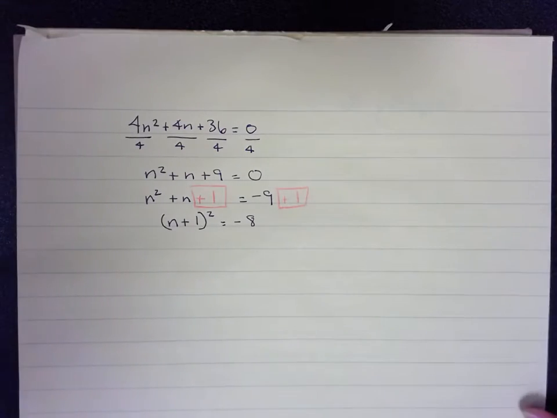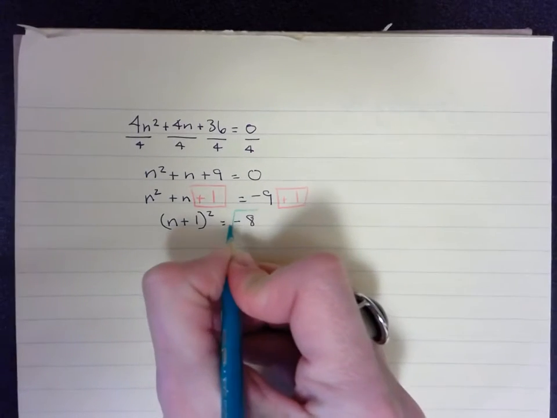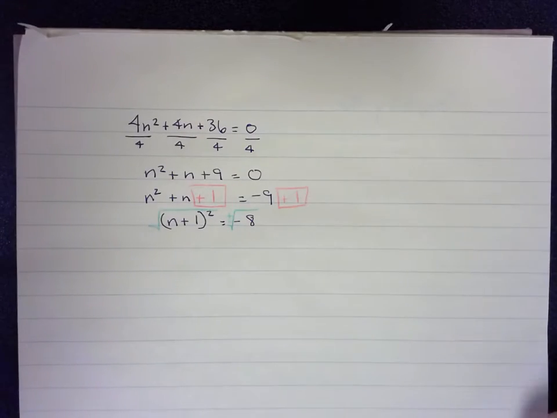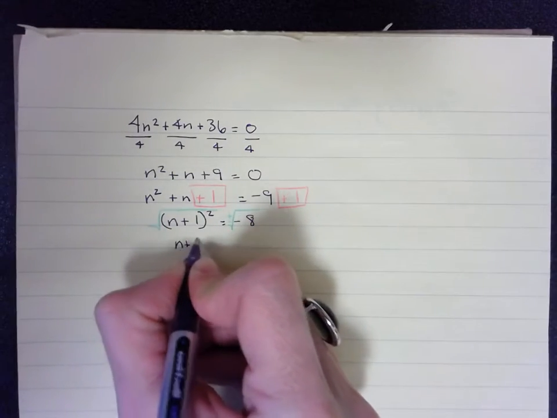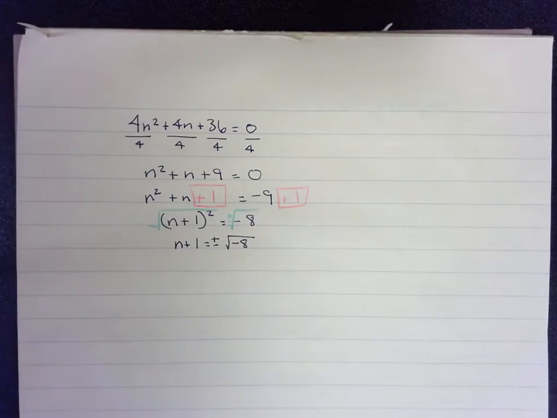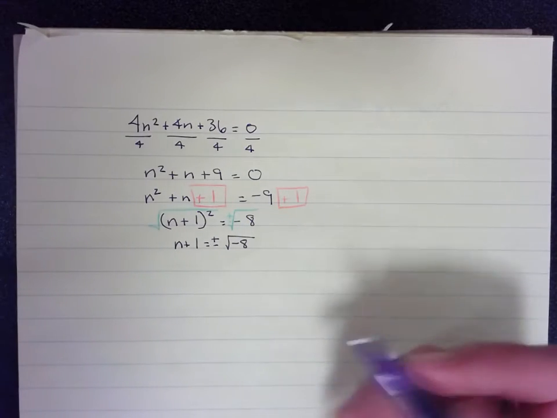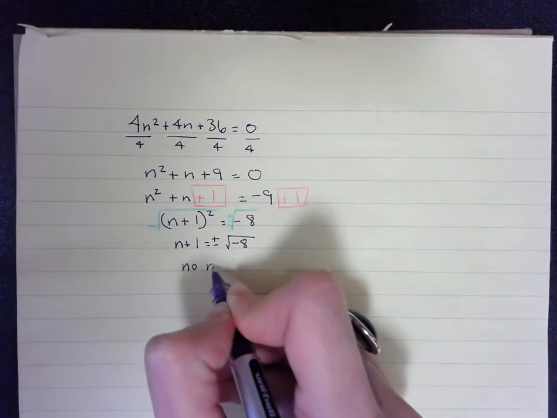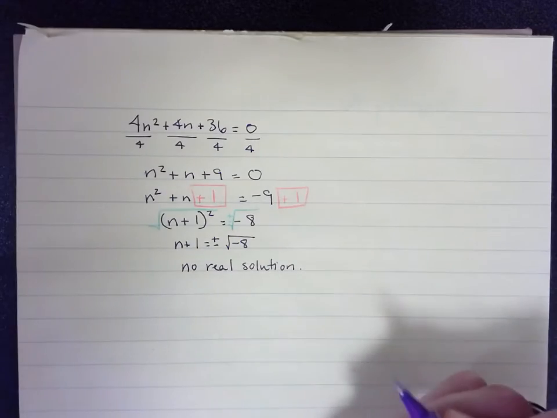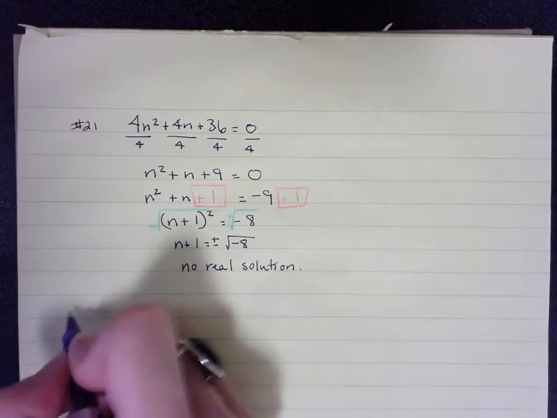So when we take the square root of both sides, plus or minus on each side, not forgetting, we have n plus 1 equals plus or minus the square root of negative 8. So soon, like I said, we're going to be working with these negative square roots, but right now we can write no real solution. So that was number 21, and here's number 22.